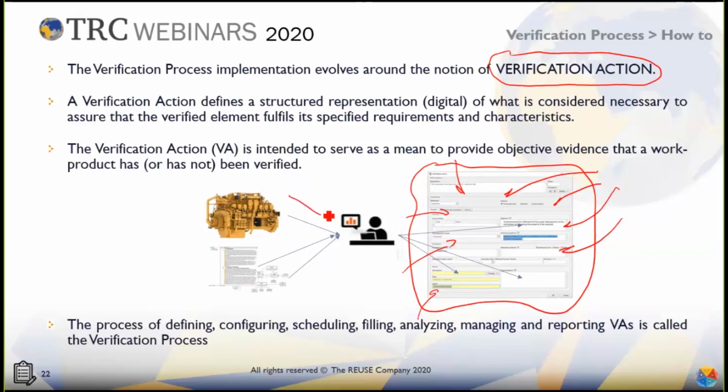You get all the system, you get the source and verifiable items, and then a way of doing verification is usually thought of as a very bureaucratic aspect. You have to fill some kind of forms. So at the end, the theoretical part of this talk is that the process of verifying something is like the process of defining, configuring, scheduling, filling, analyzing, managing, reporting, printing, and so on, verification actions.